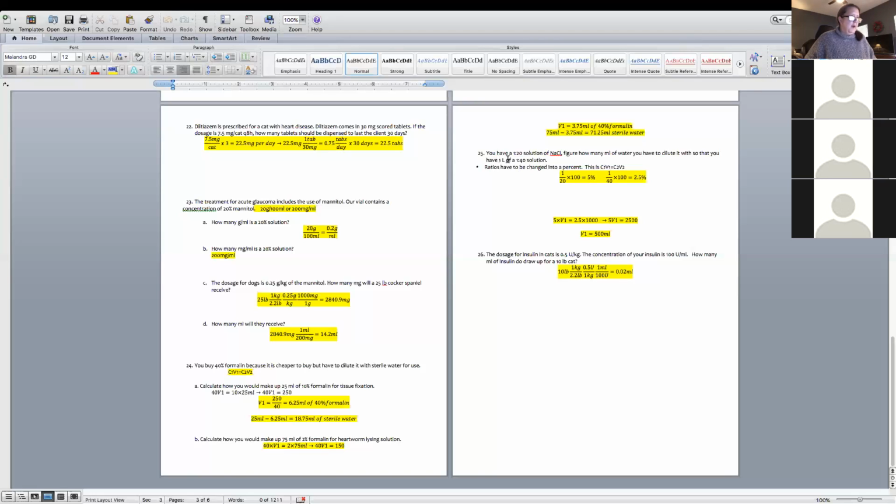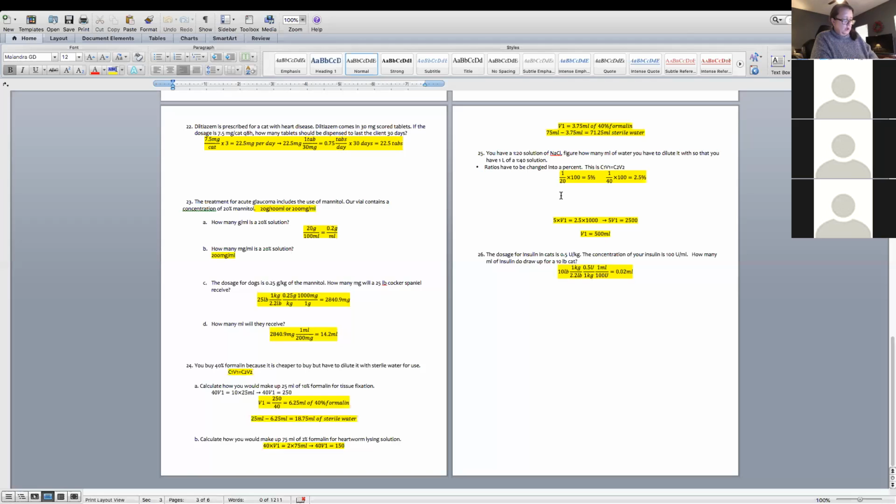For number 25, you have a 1 to 20 of sodium chloride. How many mils of water to dilute it? So you have a 1 to 40 solution. You have to change the ratios to a percent. So if you have a 1 to 20 solution, you put 1 over 20, which then you're dividing 1 by 20, and you multiply that by 100.